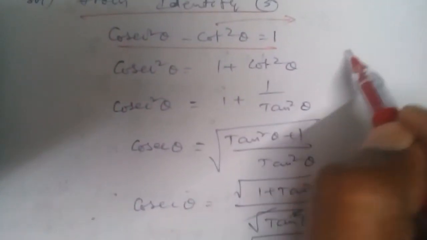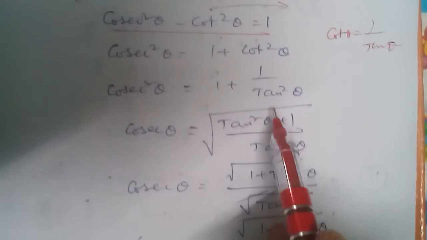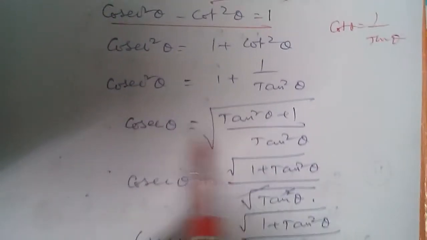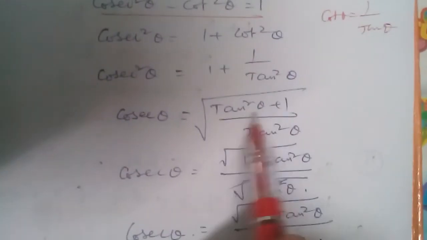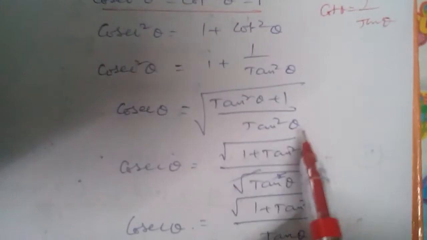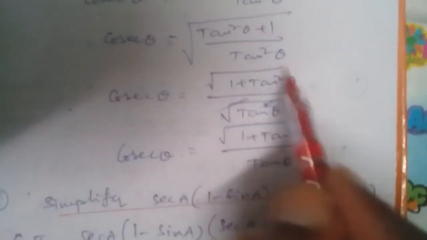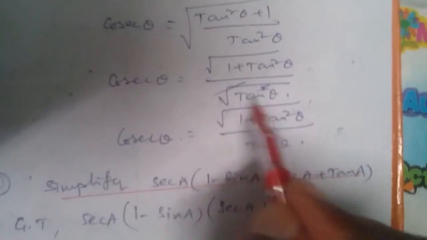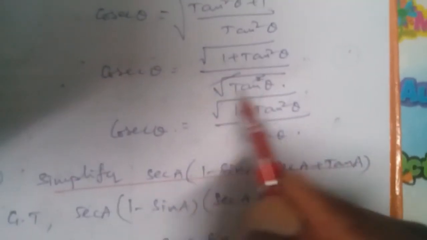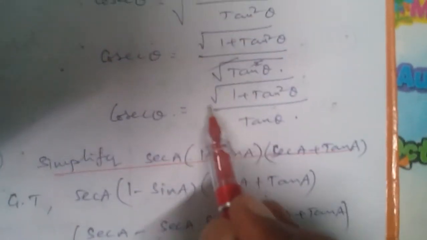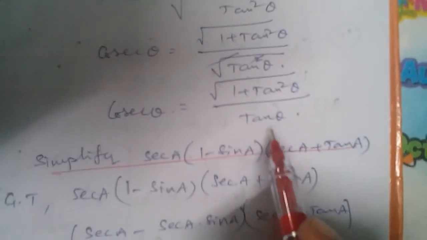Now writing cot theta is equal to 1 by tan theta, we'll write 1 plus 1 by tan square theta. So cosecant theta is equal to square root of tan square theta plus 1 by tan square theta. Now separating, square root of 1 plus tan square theta by tan square theta, the square and root get cancelled in the denominator. We'll get square root of 1 plus tan square theta divided by tan theta, which is in the form of tan theta.